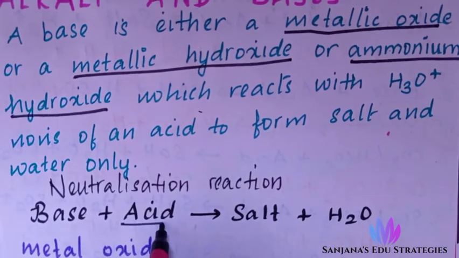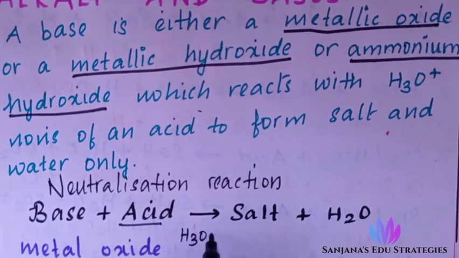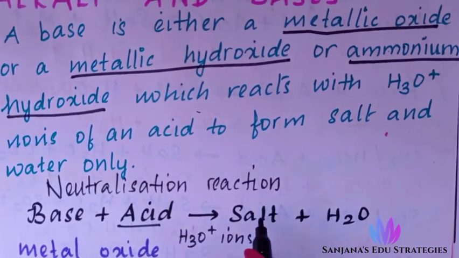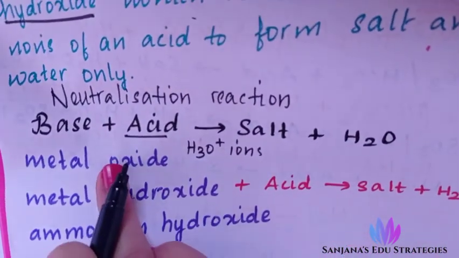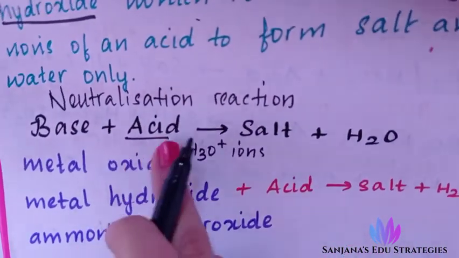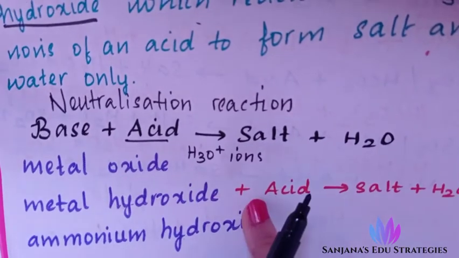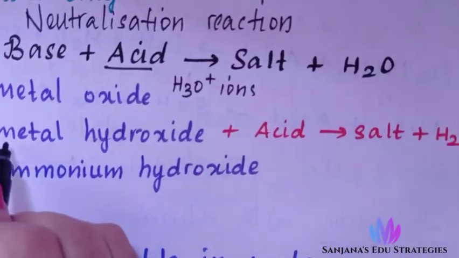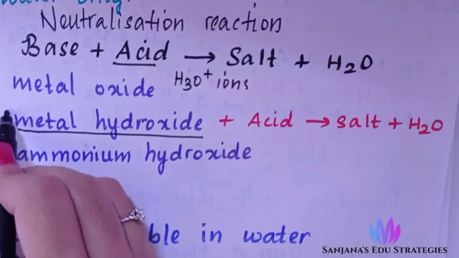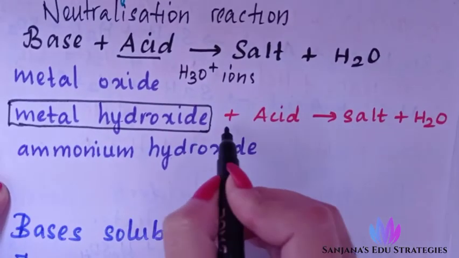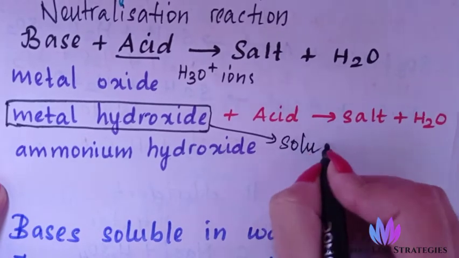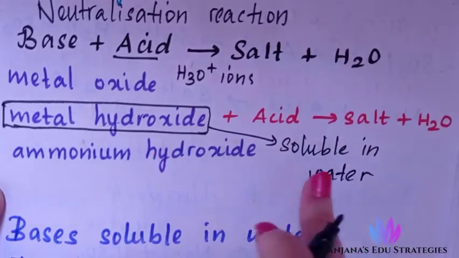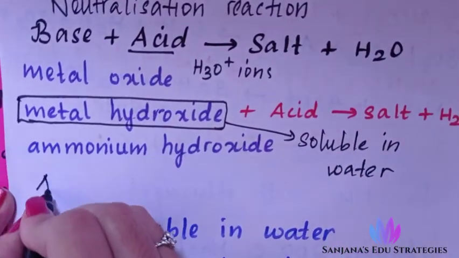We know already acid has hydronium ions, H3O plus ions. So this base reacts with these hydronium ions to form salt and water. This metal oxide, metal hydroxide, ammonium hydroxide, together we call it base. When they react with acid, they form salt and water. There are some metal hydroxides which are soluble in water. Those metal hydroxides which are soluble in water are called alkali.